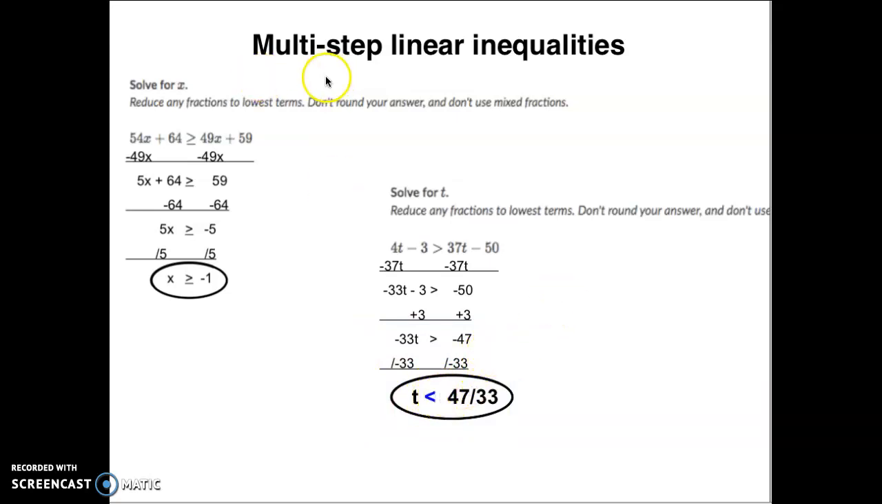By the way, you will also notice Khan says do not round your answers and don't use mixed fractions. So, I have to leave this as an improper fraction when I put my answer in there. So, in this case, it would be t is less than 47/33. That's how you do the first con. That shouldn't be too terribly difficult. You're passing that one, and then you're moving on to the next con.